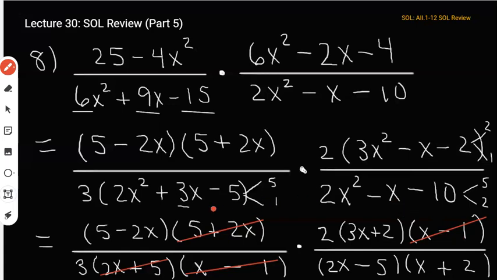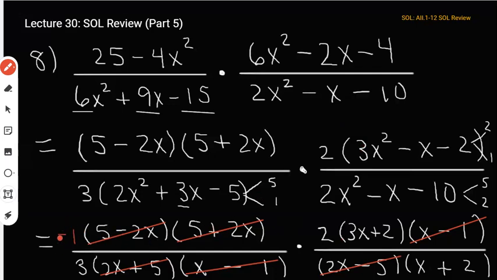Now I've also got a 5 minus 2x right here. That's almost the same thing as this 2x minus 5. If I can take a negative 1 out, they'll match up. So now I can cancel the 5 minus 2x with the 2x minus 5. And now there's nothing left to cancel out. I'm done.